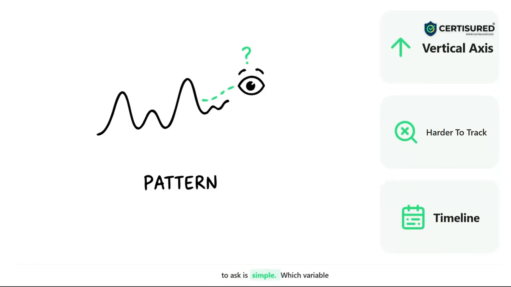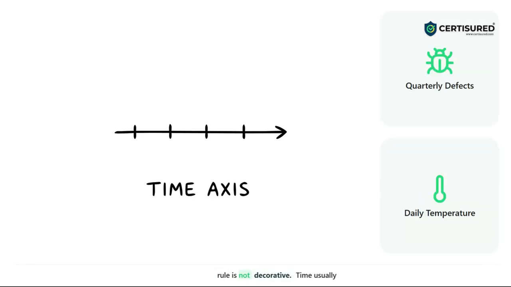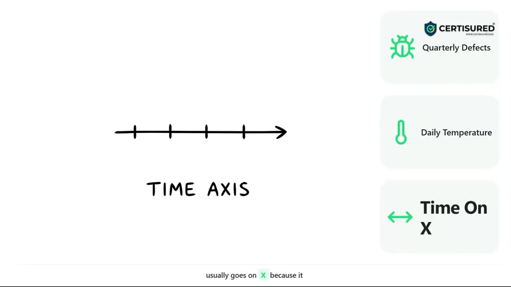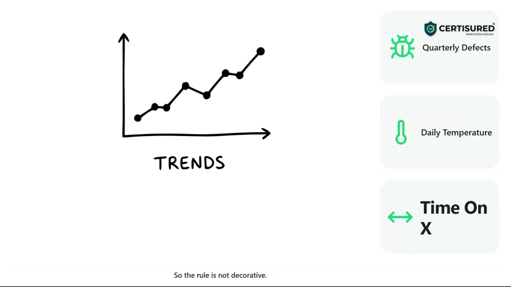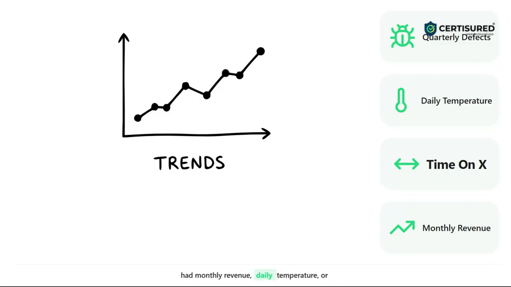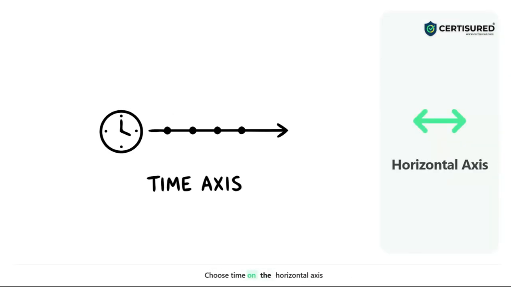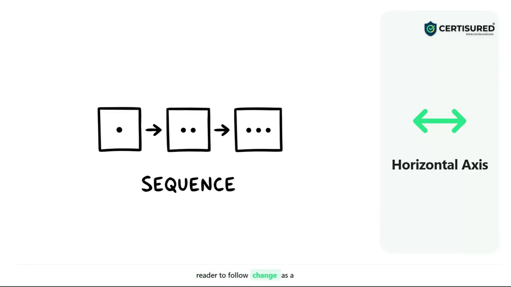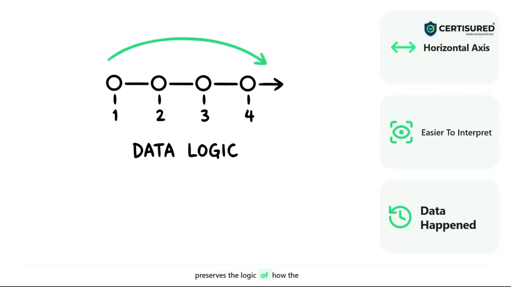The question to ask is simple. Which variable is the timeline, and which variable is the response? So the rule is not decorative. Time usually goes on X because it organizes observation into order, and order is what lets trends, cycles, and turning points become visible. If you had monthly revenue, daily temperature, or quarterly defects, which axis would help you see change most clearly? Choose time on the horizontal axis when you want the reader to follow change as a sequence. That makes the chart easier to interpret, and it preserves the logic of how the data happened.